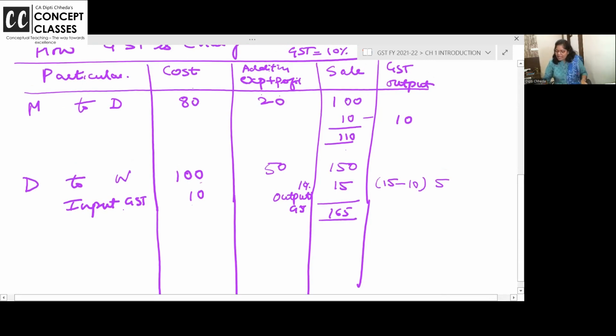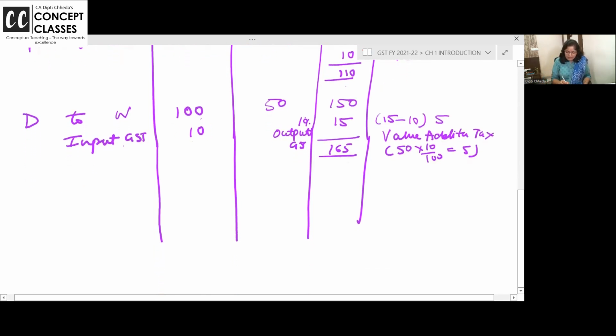You know what, dear students? GST is called as value addition tax. How much value distributor has added? 50 rupees, no? On that 10%. This is just for all your understanding. 50 ka 10% karo, ya 15 minus 10. Clear till here?